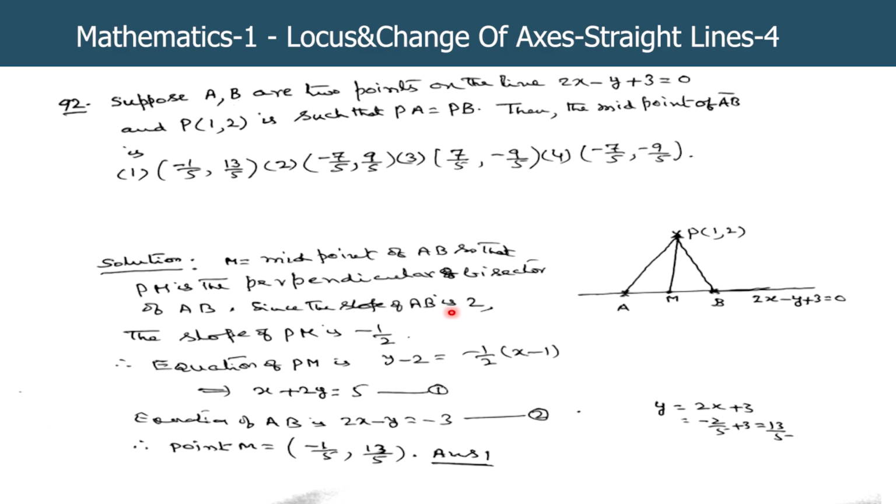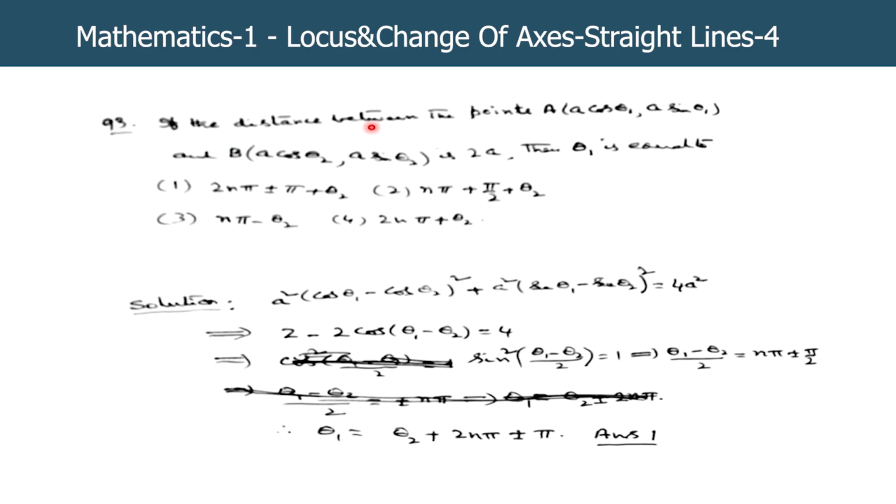Since the slope of AB is 2, the slope of the altitude PM is equal to -1/2. So, therefore, the equation of PM is y - 2 = -1/2 (x - 1). That implies x + 2y = 5. The equation of AB is 2x - y = -3. Solving these two equations, M is equal to (-1/5, 13/5). The answer is option number 1.